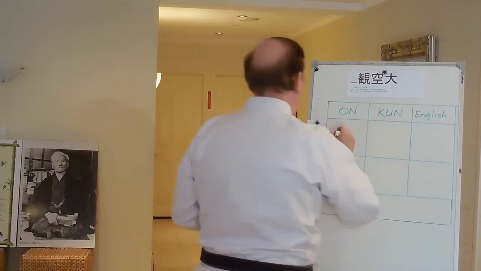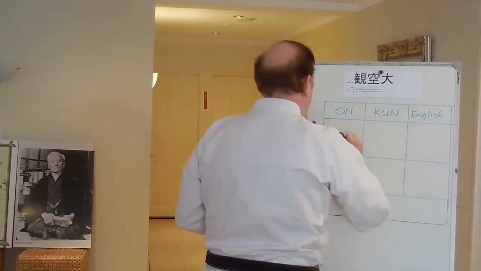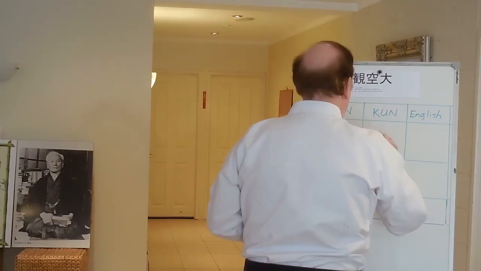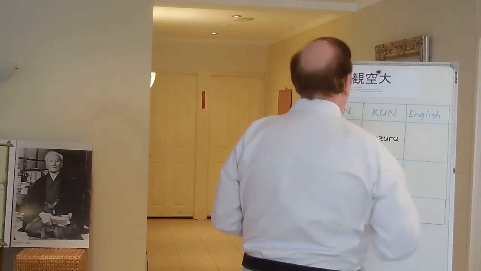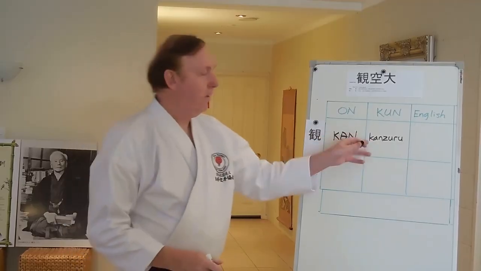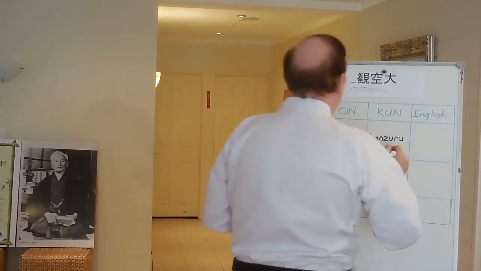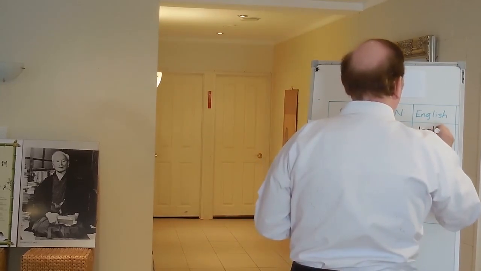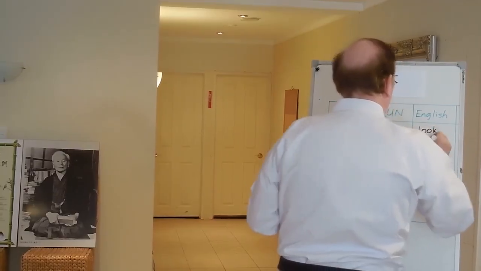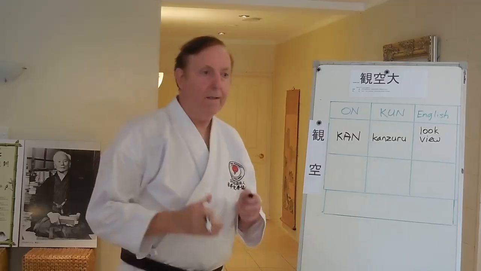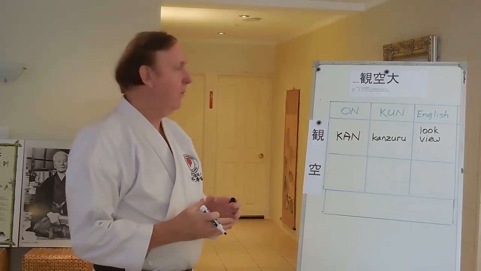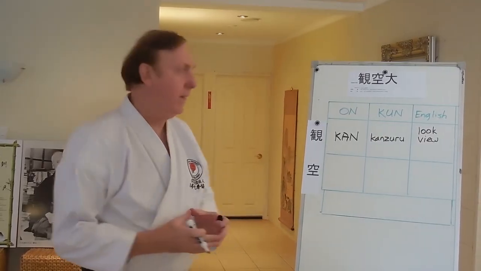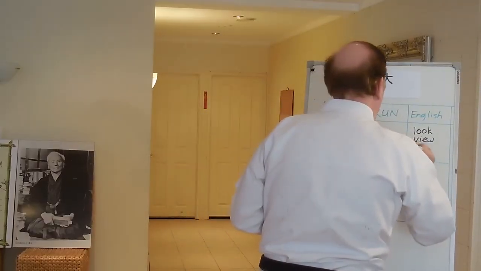So first of all, let's go with Kan. And Kan comes from the Japanese kanzuru. So the on reading is kan and the kun reading is kanzuru. And kanzuru is actually quite a nice word. You can say to look or view. But there's also a definition from a Buddhist term for kanzuru, which really means like a Buddhist monk almost meditating or contemplating something. So we can use the word contemplate there as well.